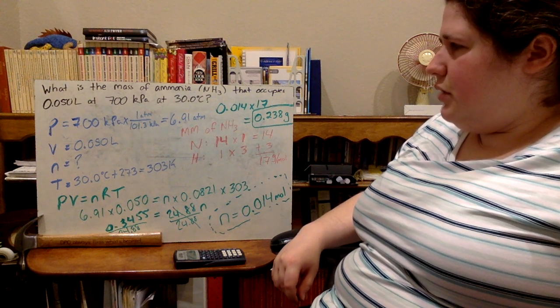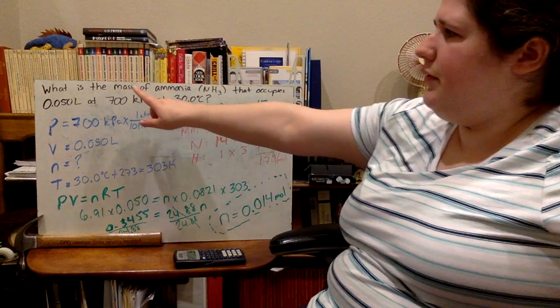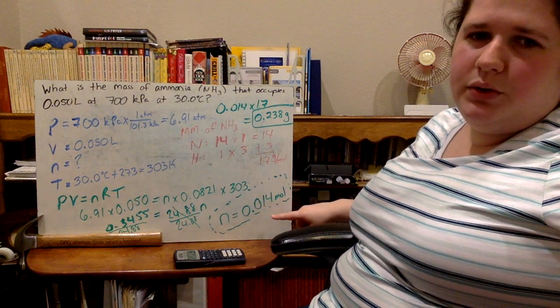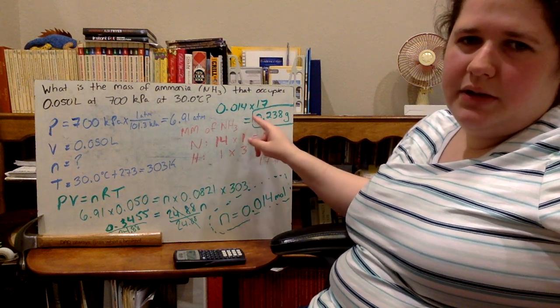Basically, if you're solving for mass, you're solving for your moles first, then you're multiplying by the molar mass of the substance.